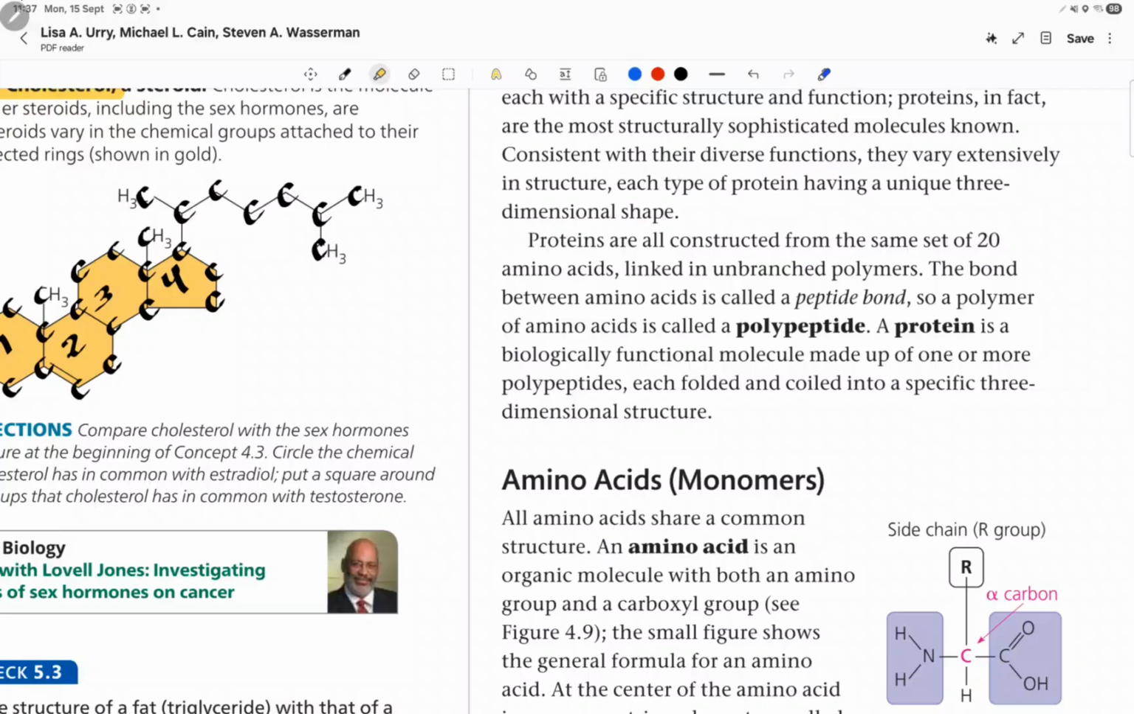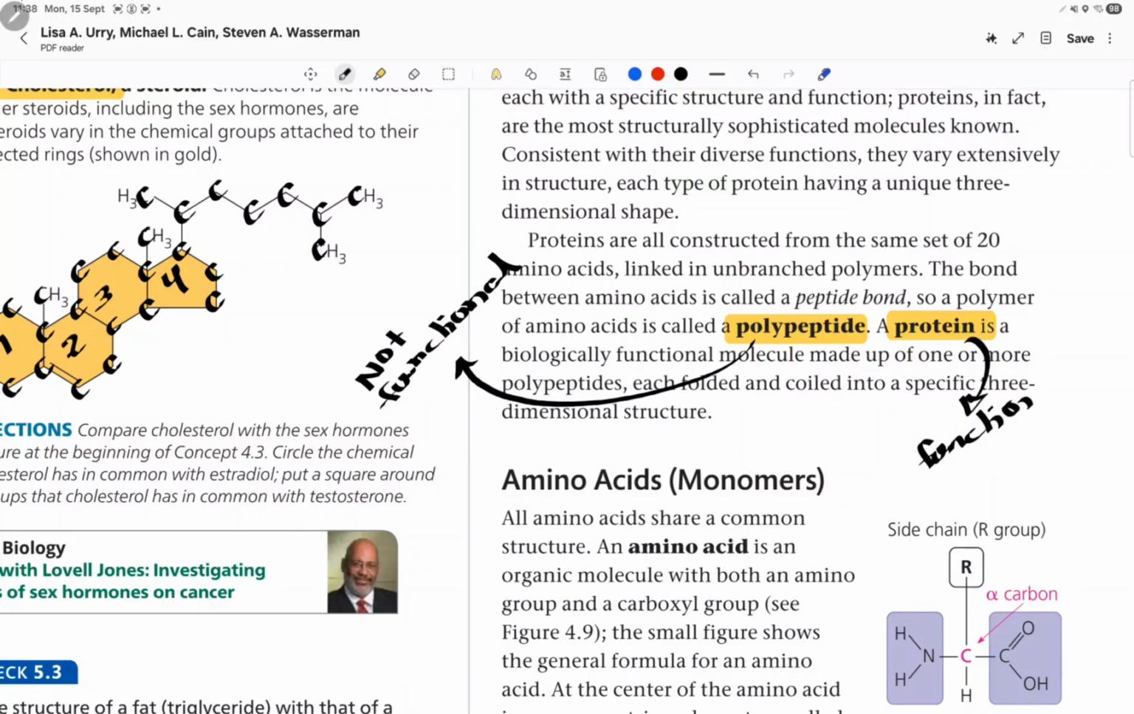Now, you must be able to distinguish between a polypeptide and a protein, because ultimately a polypeptide is not functional, not yet at least, while a protein is functional. A protein, to be functional, must have undergone folding, but a polypeptide has not been folded yet, which is why it is not functional yet.